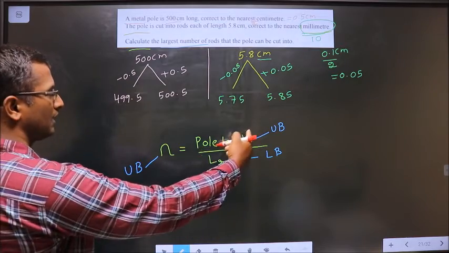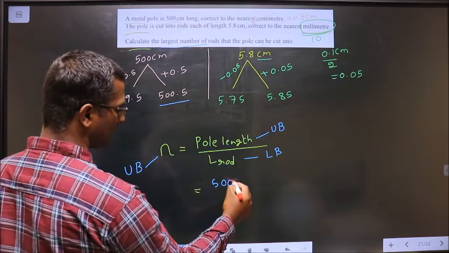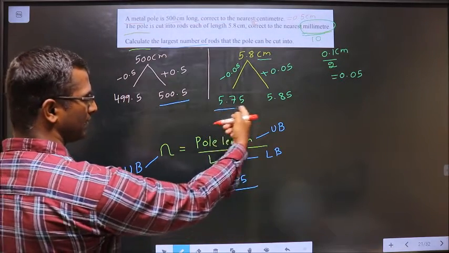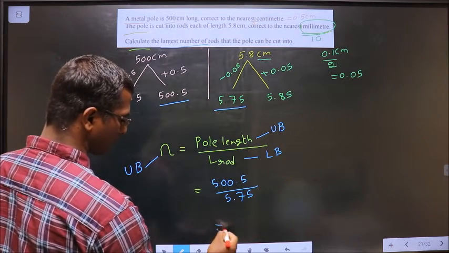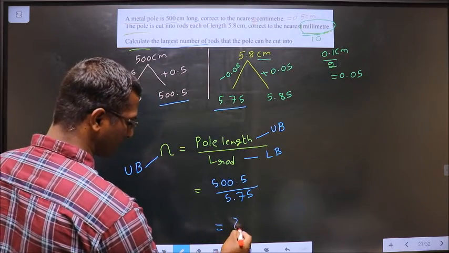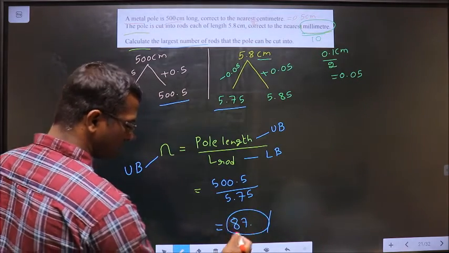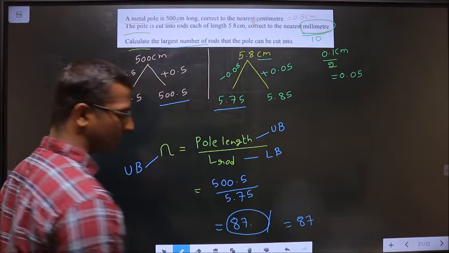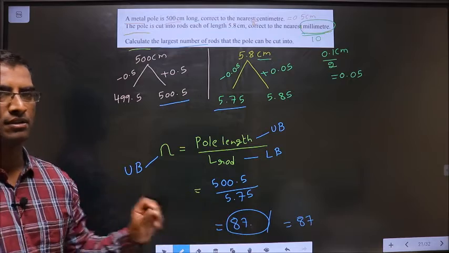So now let us replace the values. So pole length upper bound is 500.5. Length of a rod lower bound is 5.75. So put this in the calculator. You get 87 point something. So don't take the decimal. So number of rods we get is 87. So 87 is the answer.